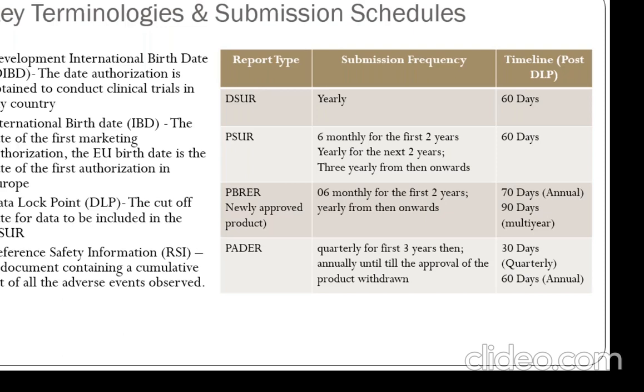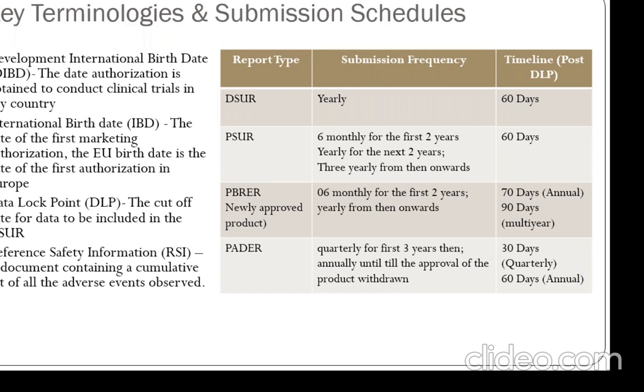Well, going to the report types. The four dominant report types are listed here. For the DSUR, the submission is yearly, and the time to submit the report is 60 days. Say for example, 31st of December is the DLP; you need to submit the report somewhere around 1st of March. Whereas for the PSUR, it depends on the frequency, or where you are located, or what submission cycle or reporting cycle you are in.